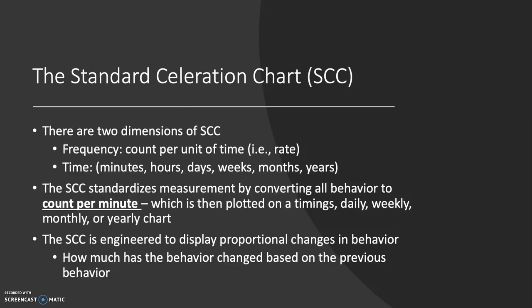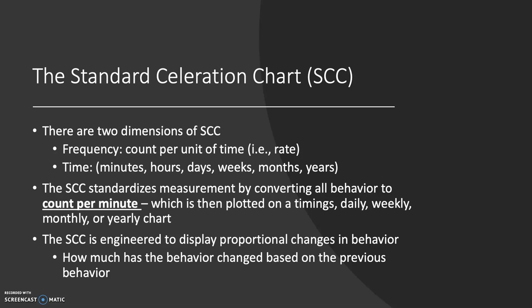When we look at graphing on the standard acceleration chart, there are two dimensions that we need to take into consideration. The first is frequency, that is the count per unit of time, and time. Multiplying by the same factor will produce changes that look like the same size. For example, when we look at standard acceleration charts, going from 10 to 50 will look the same as going from 1 to 5 because both have acceleration of times 5.